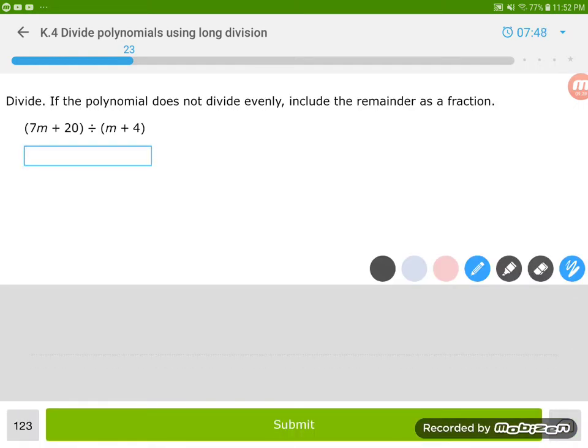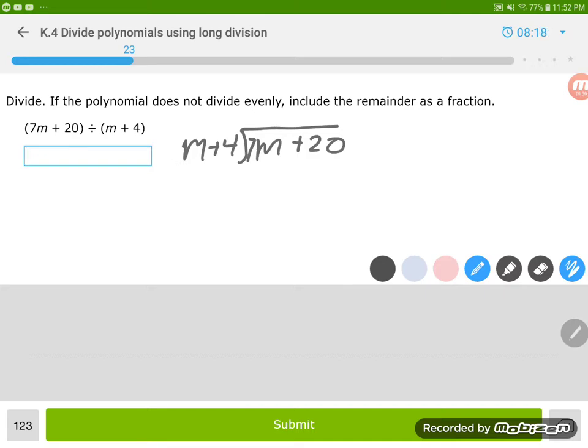Okay, so, oh, nope, they haven't gotten hard yet. So now, well, the hard part about this is now we're going to have remainders. But we actually do the same exact thing that we normally do with remainders. It's just going to look a little weird because we have a polynomial going on. So we are going to set up our long division symbol. We will have m plus 4 on the outside. And, whoops, sorry, 7m plus 20 on the inside.